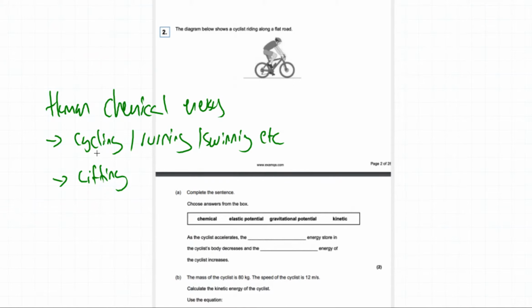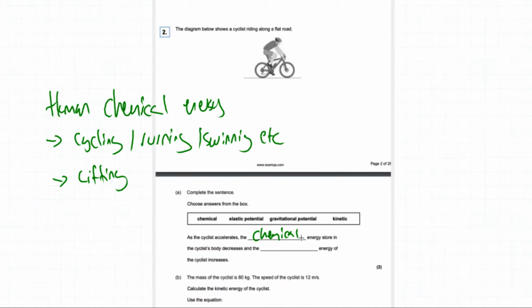We say that the human has chemical energy because it's chemical processes in the body that allow you to use your energy to do a task. So as the cyclist accelerates, the chemical energy stored in the cyclist's body decreases. Okay, so we use our own chemical energy. For example, we burn calories, etc. When we're running, the body is using energy so that we can do the movement.